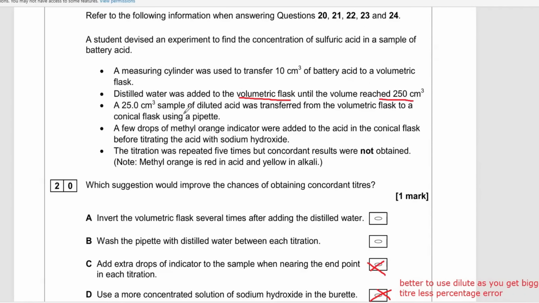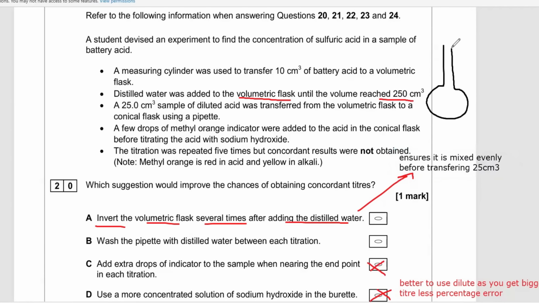Right. What next? Invert the volumetric flask several times after adding distilled water. Well, that sounds pretty good, right? They put in acid, which is going to be at the bottom of the flask. Then you top it up with another 240 centimeters cubed of water. If you just took 25 centimeters cubed from that, the water's on top. I know it's starting to diffuse and spread out and mix, but the water's essentially on top. So you're going to get not the right amount of moles. It's not evenly spread. So you should put a stopper in and invert several times.